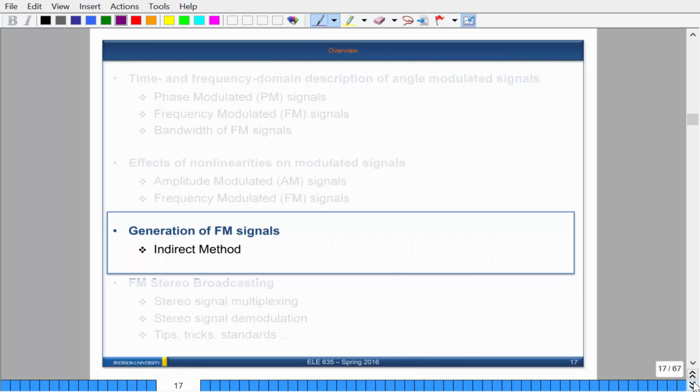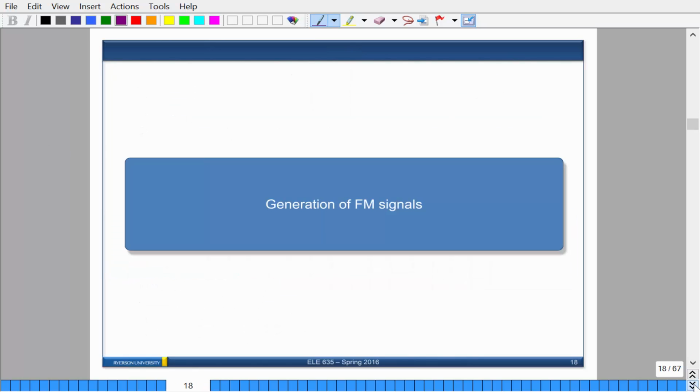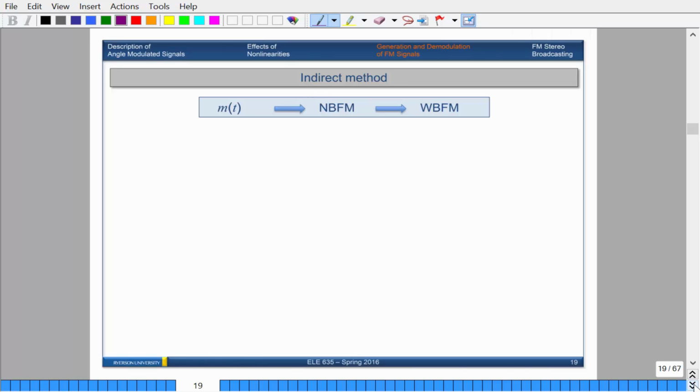And what we're going to look at today is what's known as the indirect method. What the indirect method does is that you first generate a narrowband signal and then you convert that into a wideband. There is the direct method, which is actually quite difficult, and I'm not going to talk about it here. You're not expected to know it, but if you want to take a look at the textbook, you can certainly go ahead and look at that. But I'm just going to talk about the indirect method today. So how do we generate FM signals in general? With the indirect method, you have your message, you generate a narrowband version first, and then you make it wideband afterwards by applying a couple of different techniques.